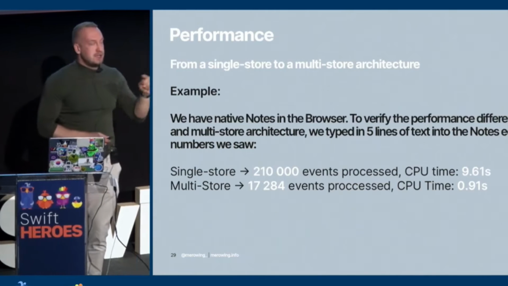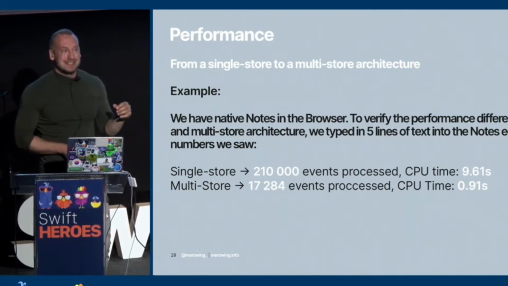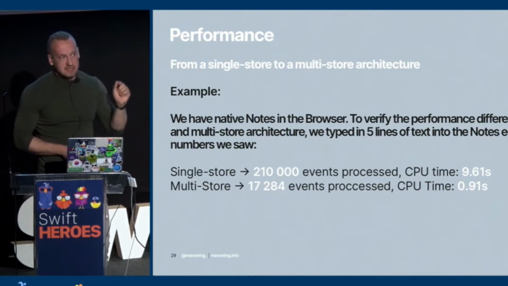So the time it took to process those 5 lines of text in TCA was 9 seconds of CPU time. With multi-source solution, it was 0.9 seconds.